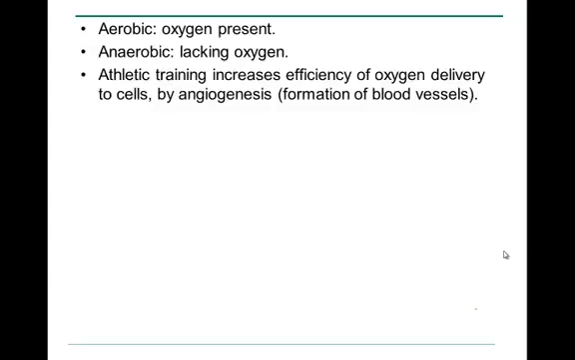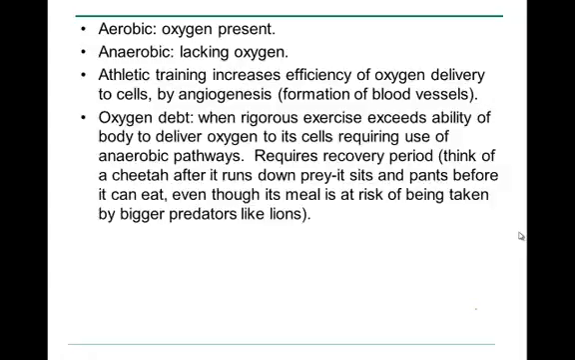When an organism, an animal or a human, exceeds their aerobic scope, the ability of the body to deliver oxygen to the cells, then an anaerobic environment is produced, and they'll go into something that is called oxygen debt. And that's simply when that rigorous exercise exceeds the ability of the body to deliver oxygen to its cells, requiring the use of anaerobic pathways. Boy, that was a tough one. This oxygen debt mandates that there is a recovery period afterwards.